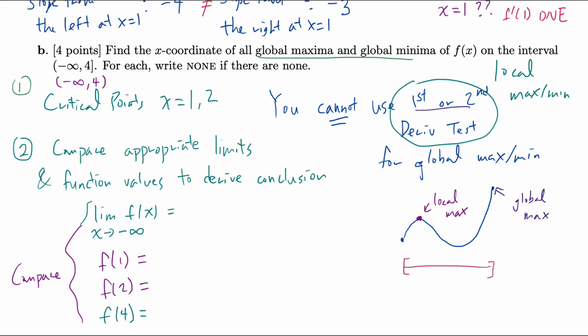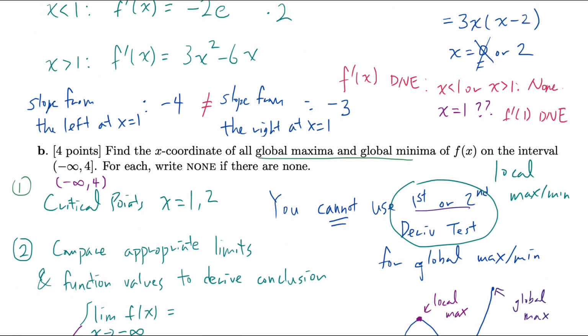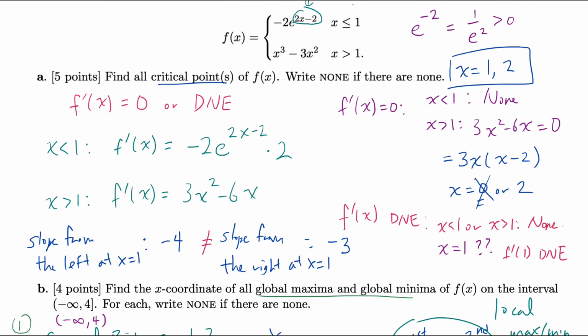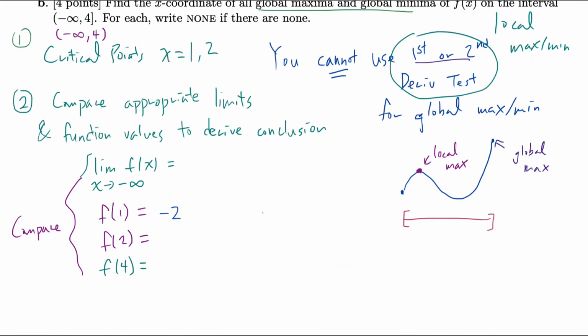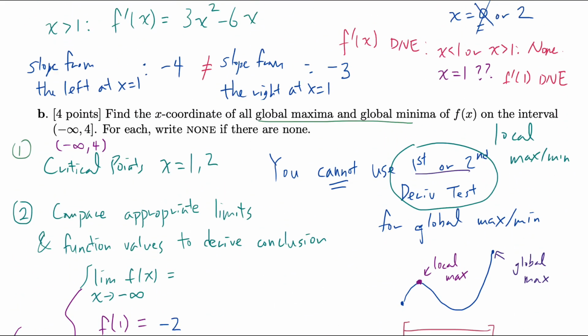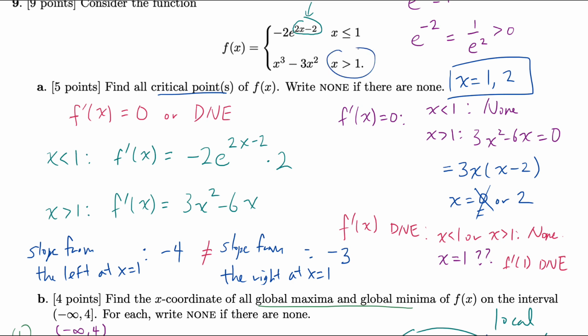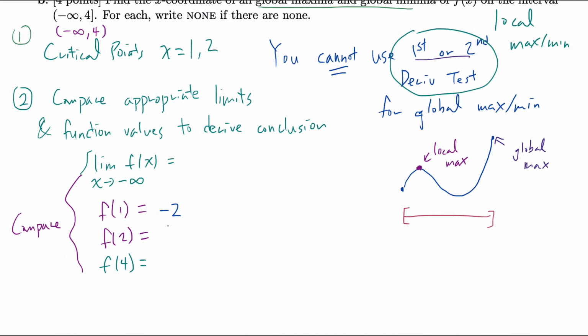And now let's actually do the comparison. So f of 1, so I guess we have to remember what our f of x is. So our f of 1, well, when x is 1, you're looking at this branch. When you plug in x equals 1, you'll see that you get e to the 0 power, which is 1. So you just get negative 2. Let's take a look at f of 2. What is f of 2? Well, you plug 2 in here, so you get 8 minus 12, so you get negative 4.